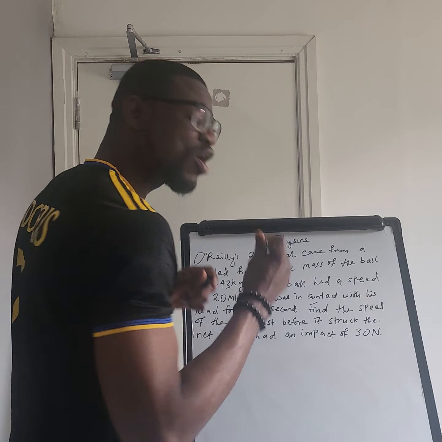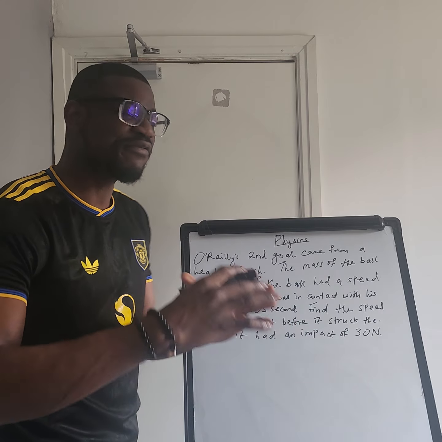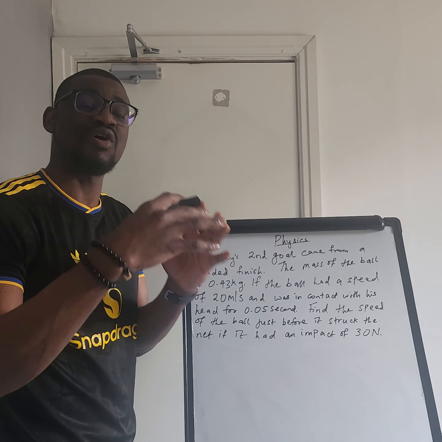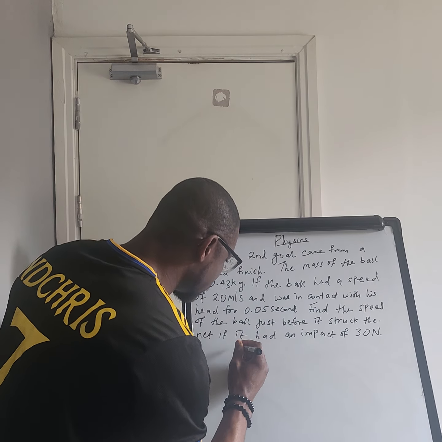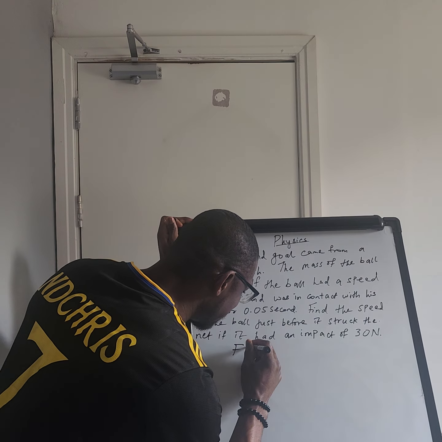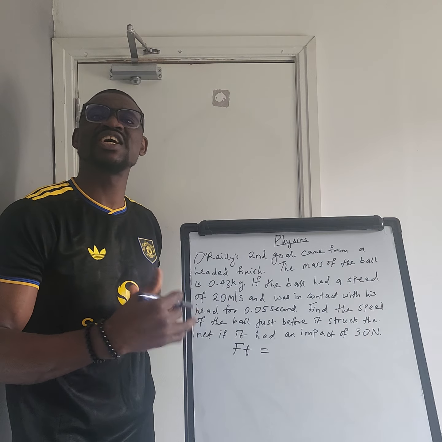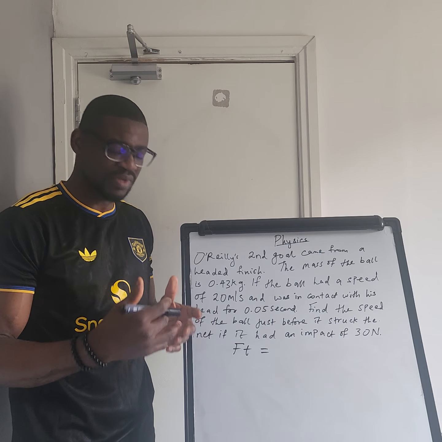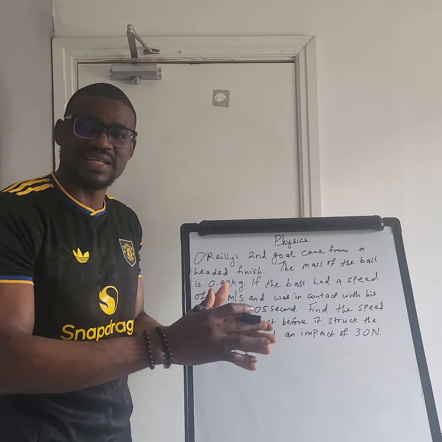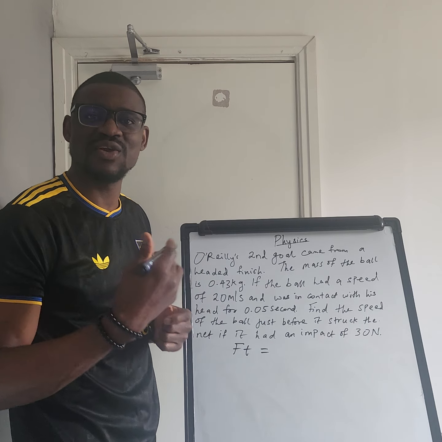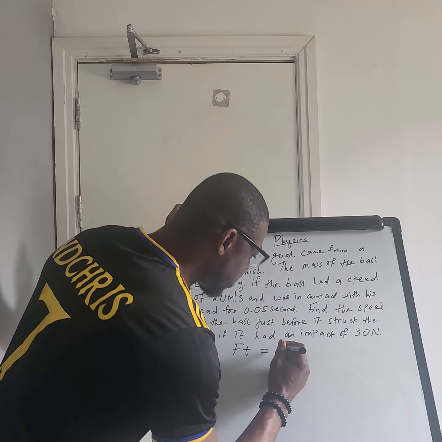Now, there is what we call impulse in physics. Impulse simply means the product of force and the time of duration for which the force acts on an object. So the impulse is given as force times time, Ft. We can also define impulse as change in momentum. What is momentum? The momentum of an object simply means the mass of the object multiplied by its velocity. So impulse equals change in momentum.